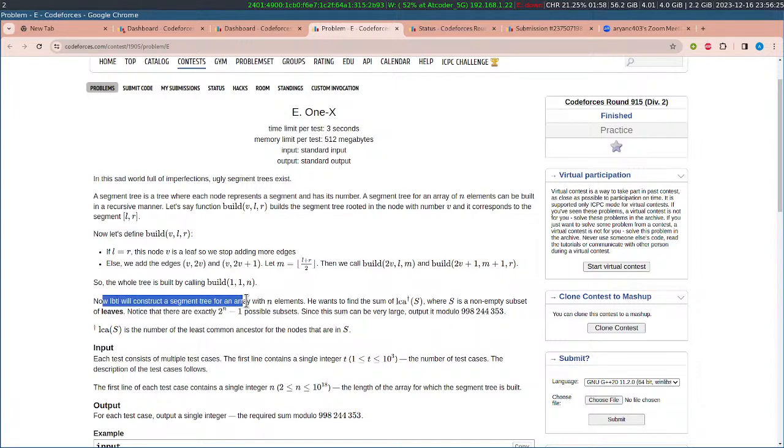And now it says we consider a segment tree of n elements. We want to find the LCA of S, where S is a non-empty subset of leaves. So we will also have to look at what the LCA of a particular subset means. Then it also says there are exactly 2 to the power n minus 1 possible subsets. And since this sum can be large, the output is taken modulo something. And LCA is defined as the least common ancestor of the nodes that are in S.